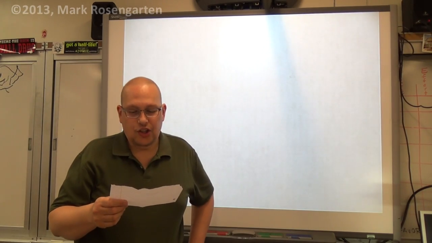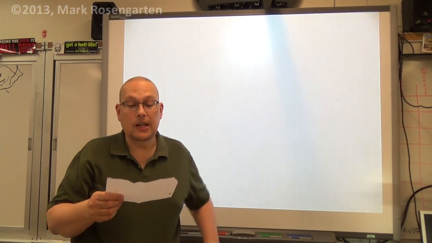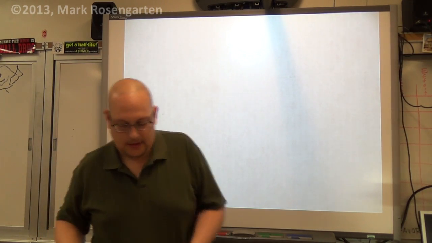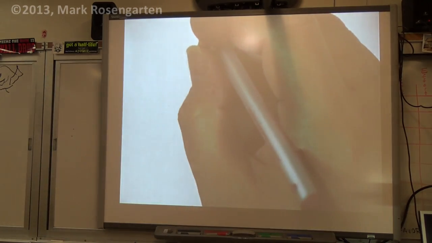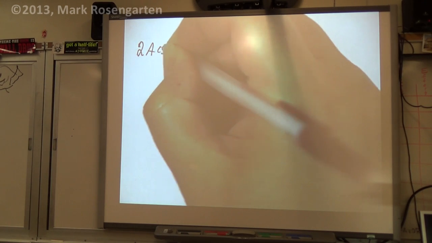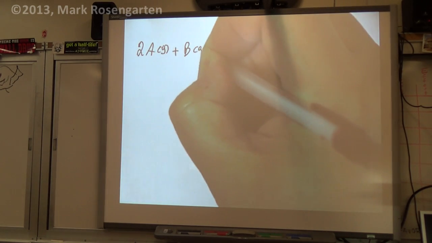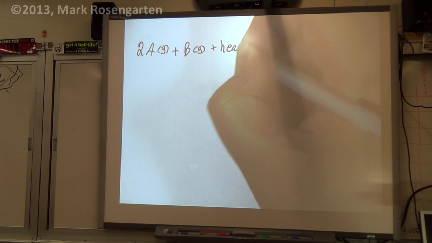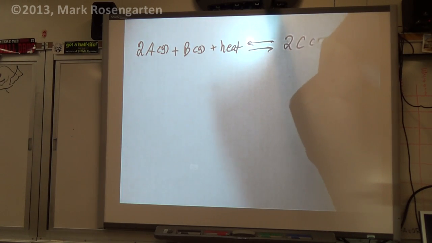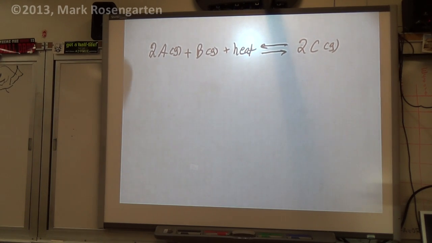How to determine shift in a reaction that has reached equilibrium. So this is a Le Chatelier's principle question. Let's take a look at this sample equilibrium. Let's suppose, I'm just going to put a generic one up here: 2A gas plus B gas plus heat forms an equilibrium with 2C gas, like that.